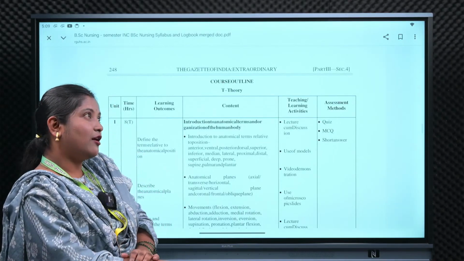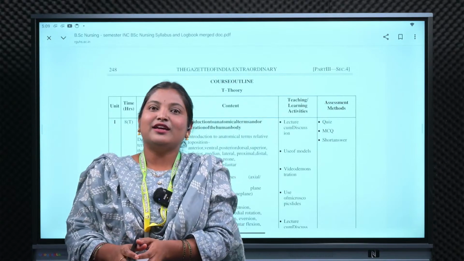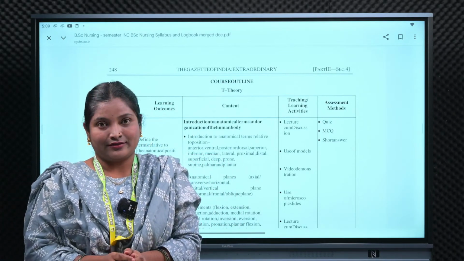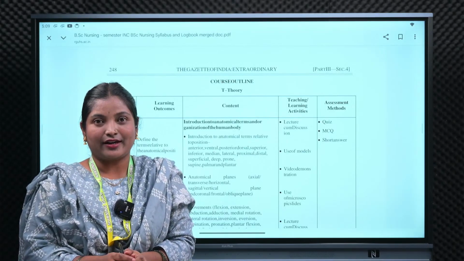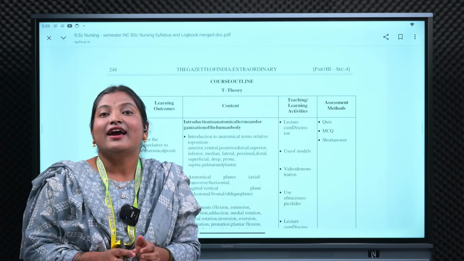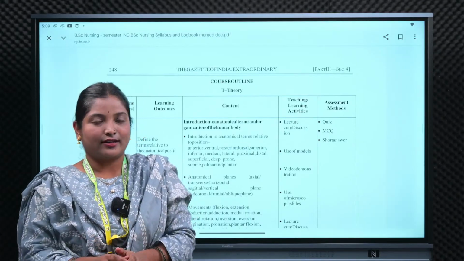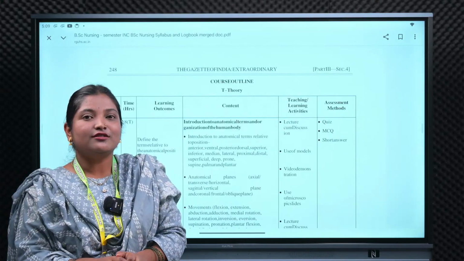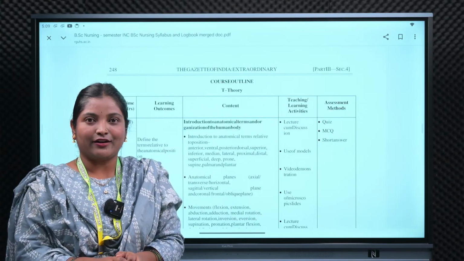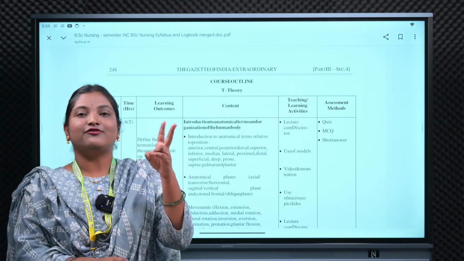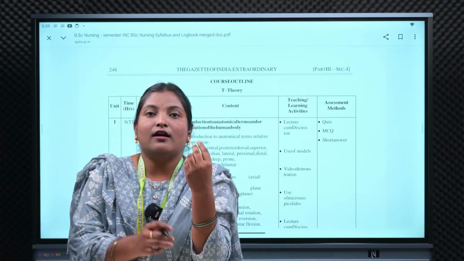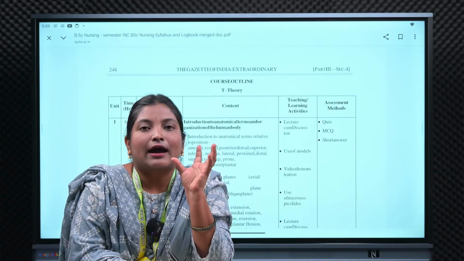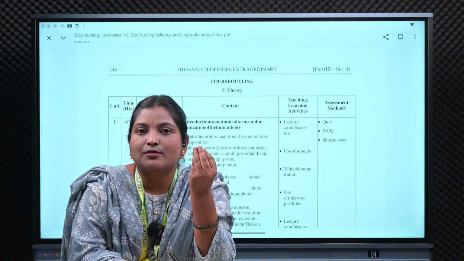Anatomy is a subject which is the study of the human body in structure. Once again I'll repeat it: the study of the structure of the human body. Anatomy and physiology are like two faces of the same coin, but anatomy is the one that tells about the structure.